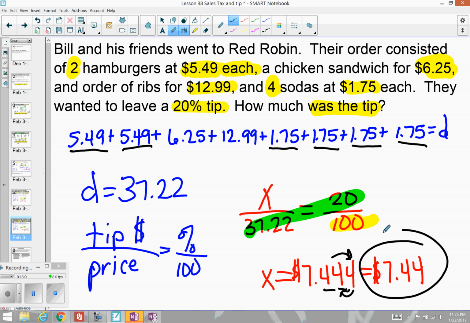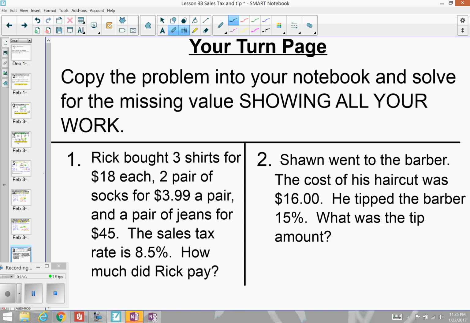Excellent. All right, so for our homework tonight, you're going to copy these 2 problems into your turn page. Copy the work, show how you solved it and everything, and we'll talk about it next time.